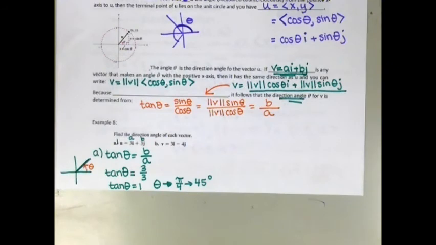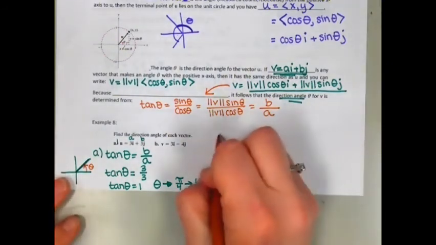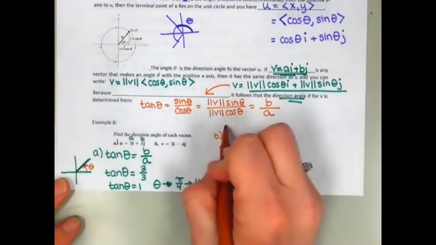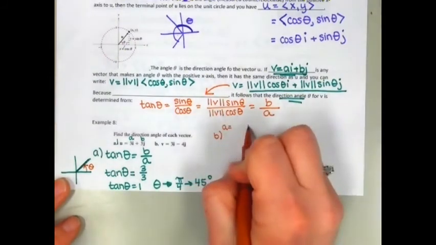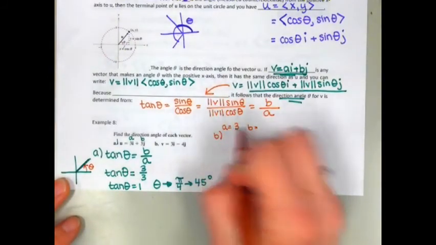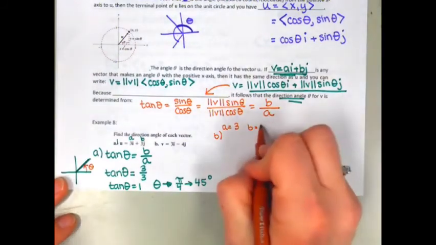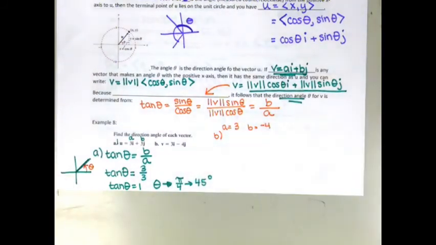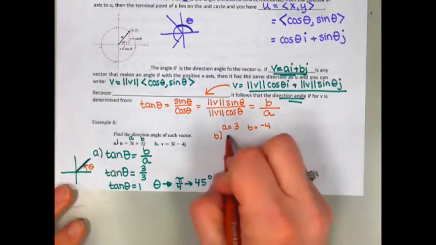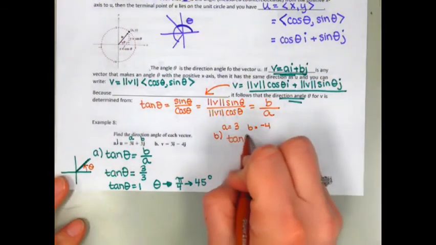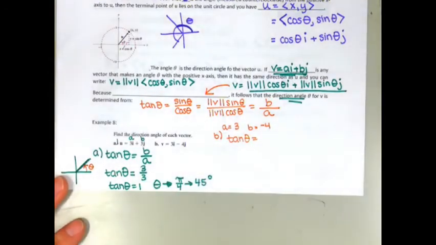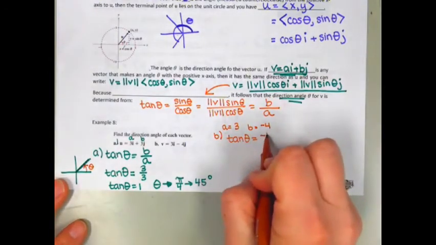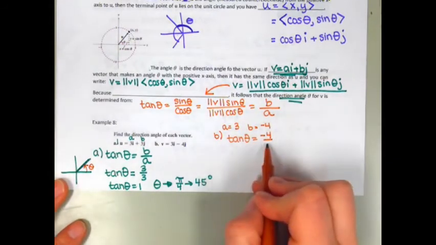Okay. All right, for B. Okay, so B. We know my A is what number? 3, and my B is -4, right? You guys okay with that? A is always with the i, B is with the j. Okay. So we have the tangent of theta equals, what's my B? -4, and my A is 3, right?